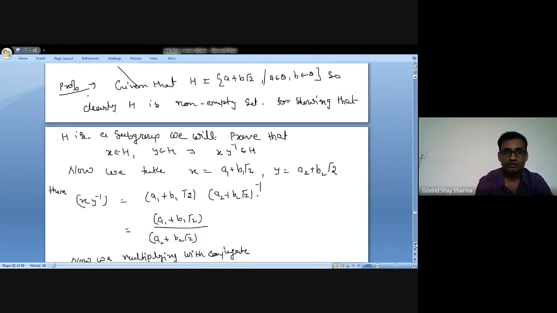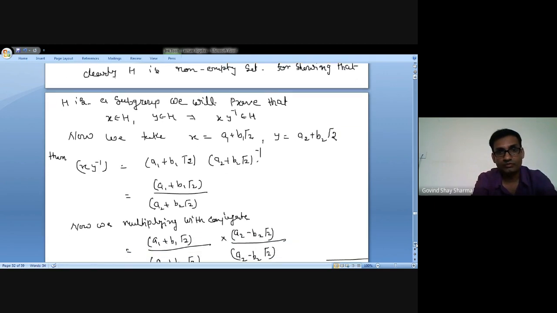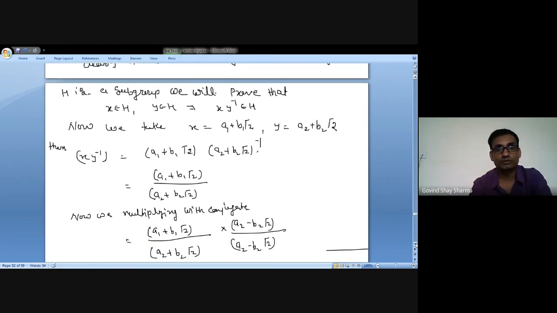X belongs to H and Y belongs to H. Because the elements of H are of the type a1 plus b1 root 2, we take x as a1 plus b1 root 2 and y as a2 plus b2 root 2. Then x y inverse: we take a1 plus b1 root 2 and a2 plus b2 root 2 inverse.